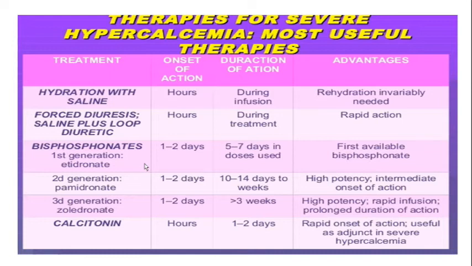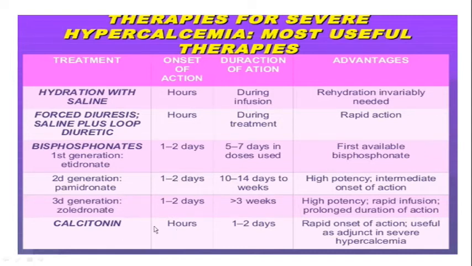So bisphosphonates come in first, second and third generations. You have etidronate, pamidronate, zoledronate, alendronate. You have certain oral compositions and certain intravenous compositions. They tend to take some time to act, and they work through a calcium binding mechanism. They have a high potency and are used for a long period of time.